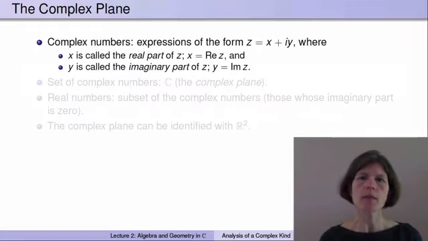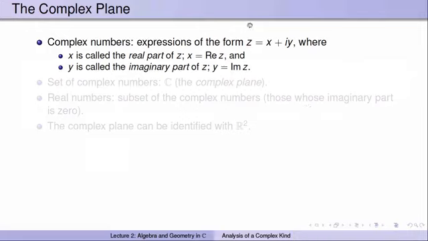Complex numbers are simply expressions of the form z equals x plus iy, where x and y are simply real numbers. For example, z equals 3 plus i times 5 would be a complex number. Often that is just written as 3 plus 5i. So it doesn't really matter if the i comes before or after.